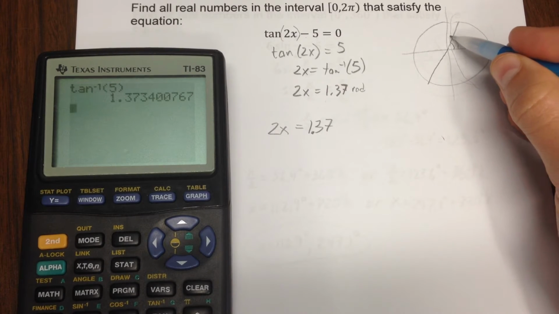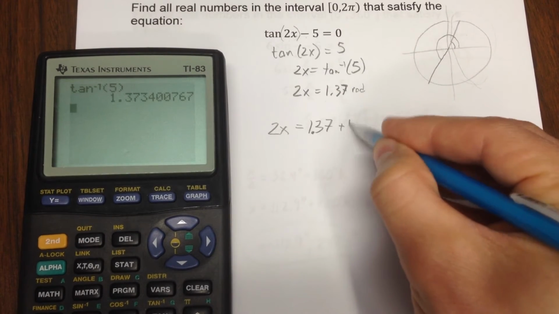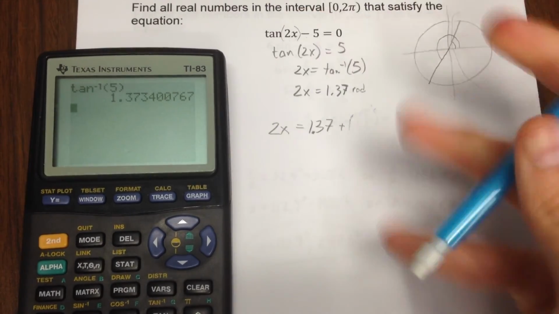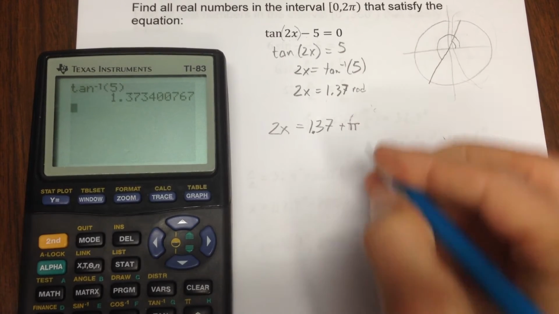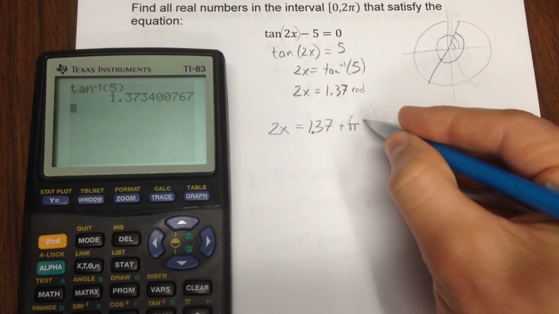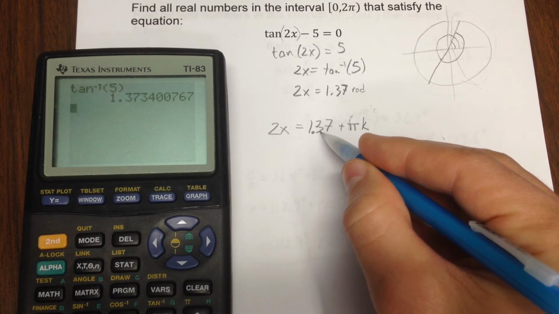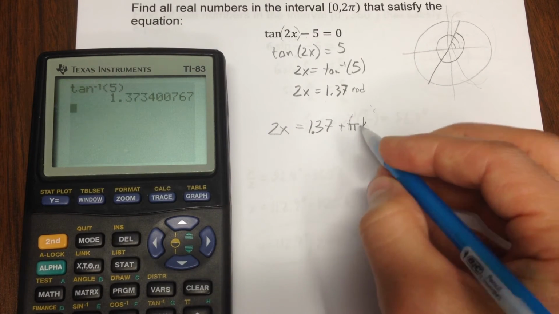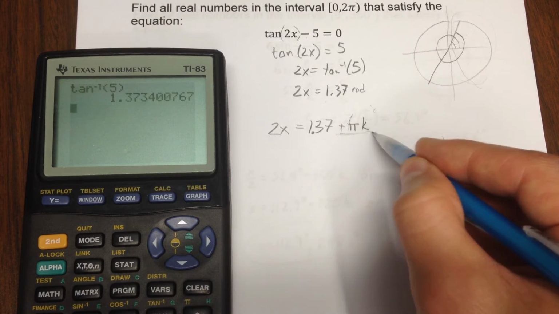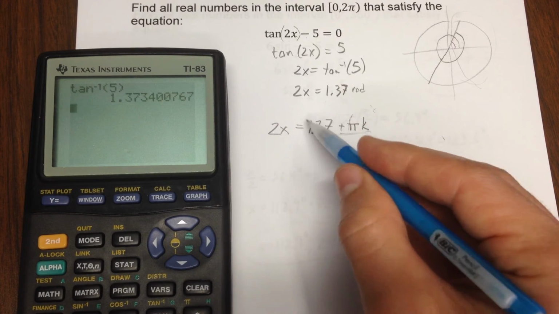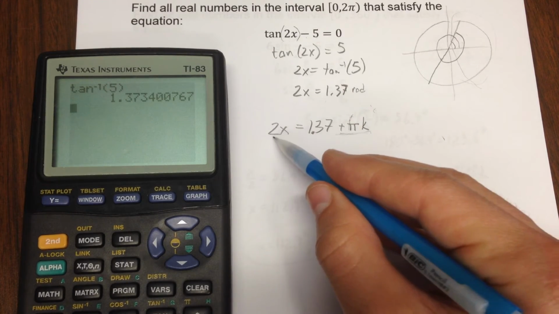If I took that plus another 180 degrees, which is actually in radians pi, plus another pi radians, then I'm going to get something of that slope. If I took another pi radians, I'm going to get back to something of that slope. So what I'm going to write is 1.37 radians plus pi k radians, where k is an integer. Now I need to make sure and make that period a part of my equation before I do the next step. That's the list of possible inputs for 2x.